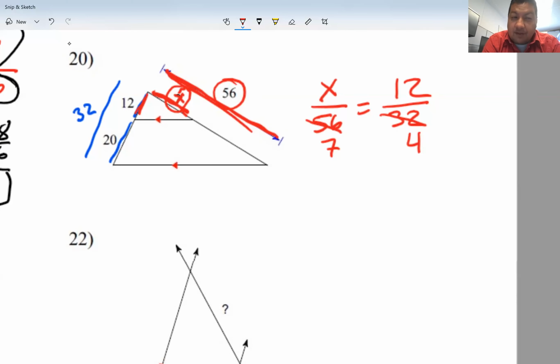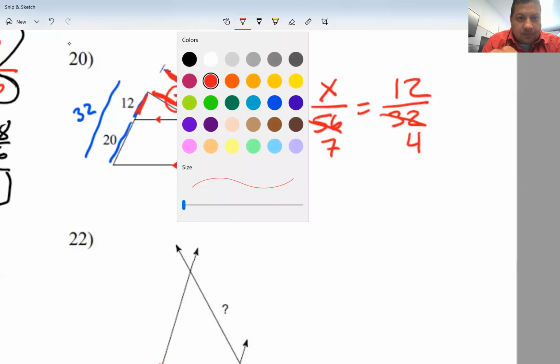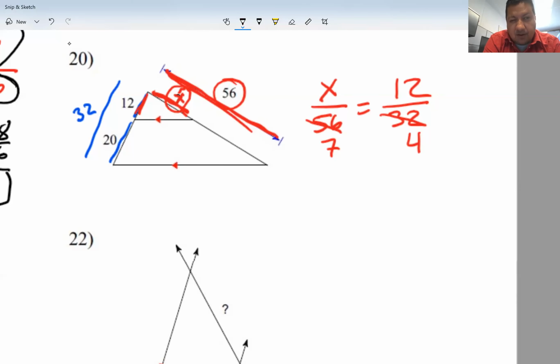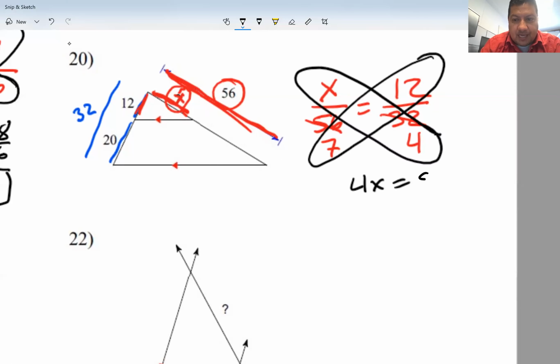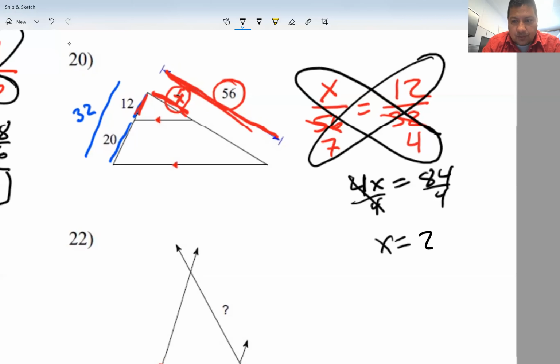I could probably simplify even more, the 12 over 4. If you do that, do leave it as a fraction, 3 over 1. But as I mentioned yesterday, we can cross multiply whenever. I'm not going to quite simplify all the way. I'm just going to cross multiply. So x times 4 or 4 times x, that gives me 4x. 7 times 12, that gives me 84. To get the x by itself, let me divide both sides by 4. X equals 21.